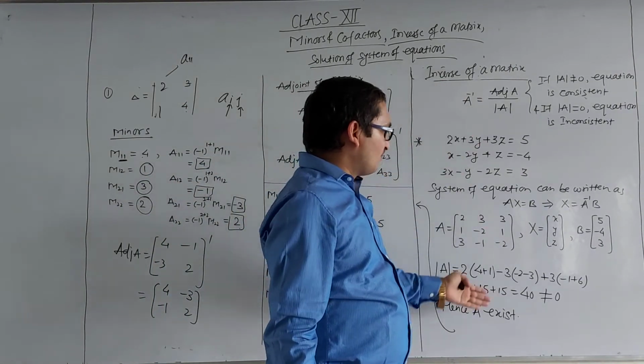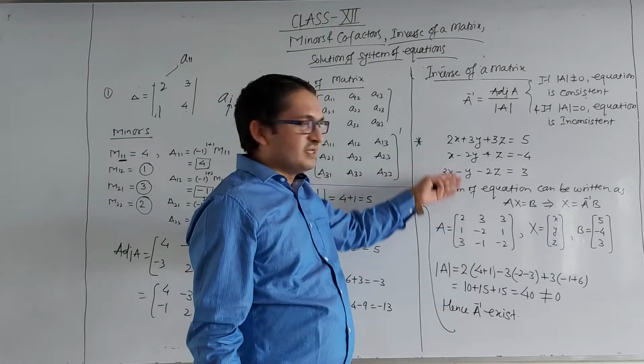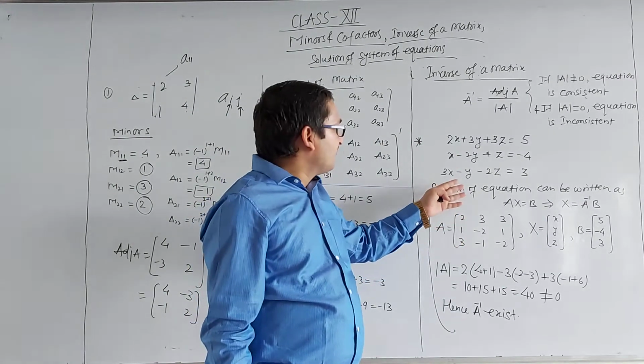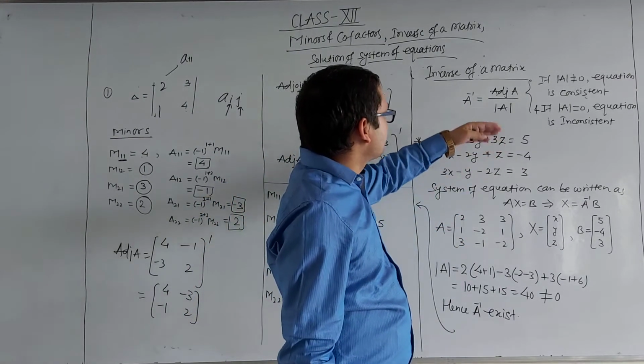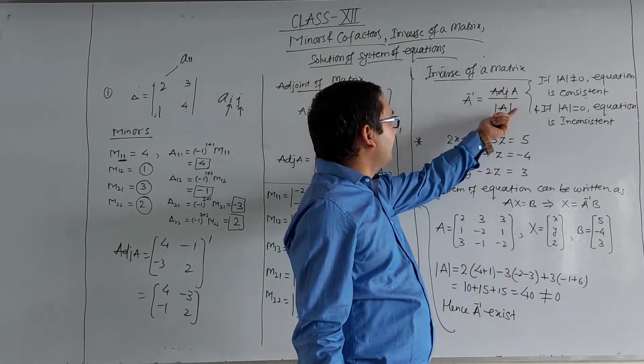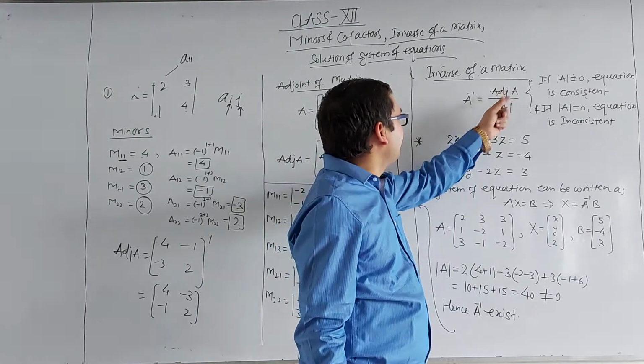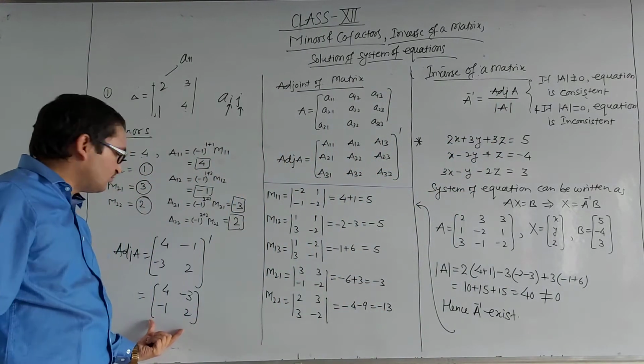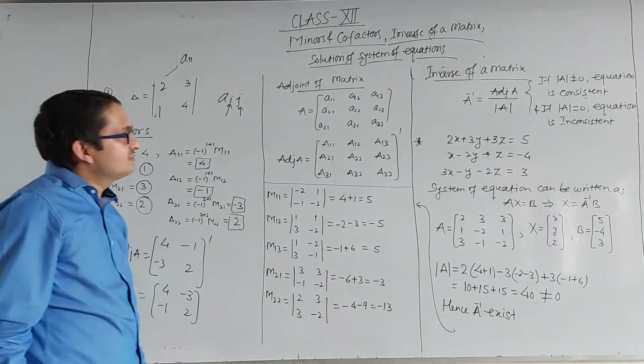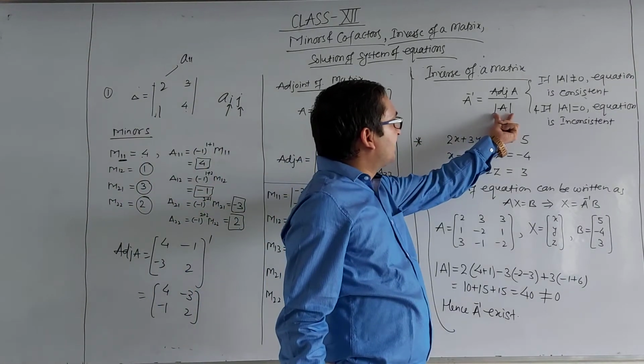After this, we'll come to the inverse of a matrix. We are going to solve this simultaneous equation, and here we learn the inverse of a matrix. You need to remember this formula: adjoint A upon mod of A. It's very simple. I just told you how to find the adjoint A, and you divide it by the determinant of A.